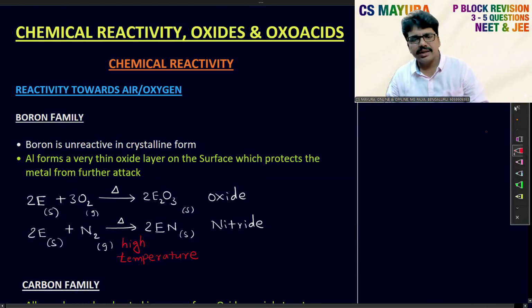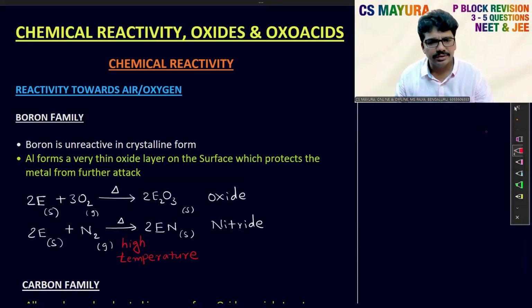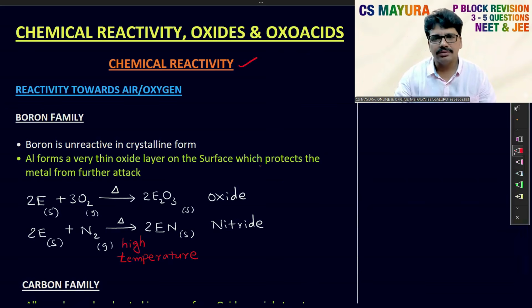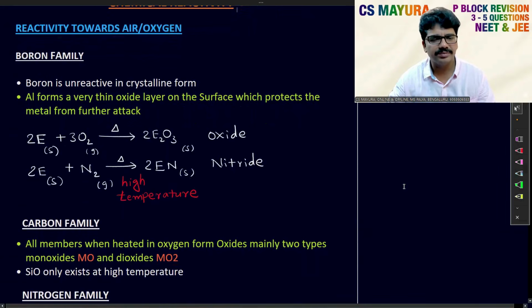Now, chemical reactivity, oxides and oxoacids. First, let us discuss chemical reactivity. Here for all the boron family, carbon family, nitrogen family, all groups 13 to 18, chemical reactions we will discuss. Next we'll go to oxides and oxoacids. First, I'm coming to reactivity towards oxygen, reactivity towards air or oxygen.